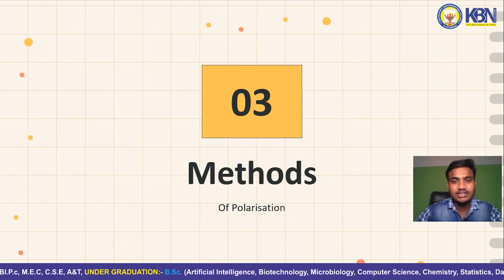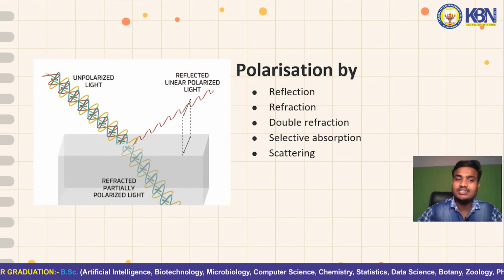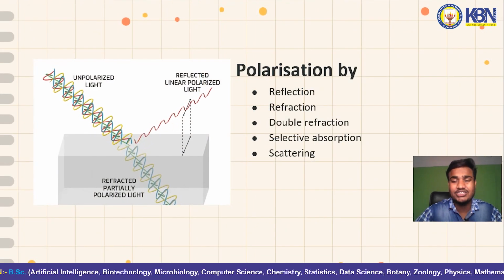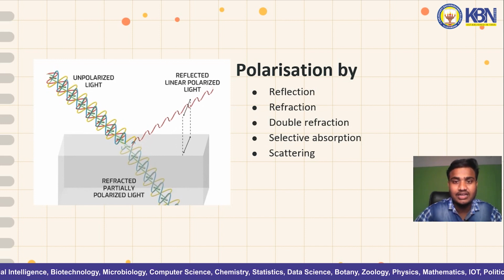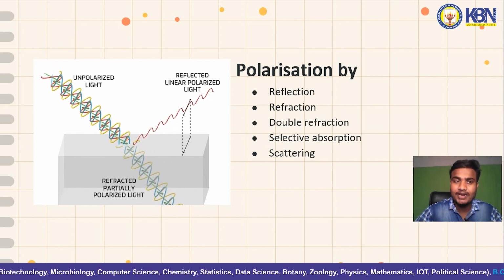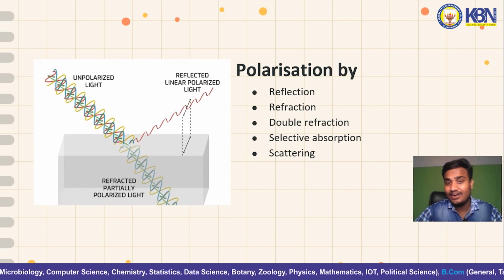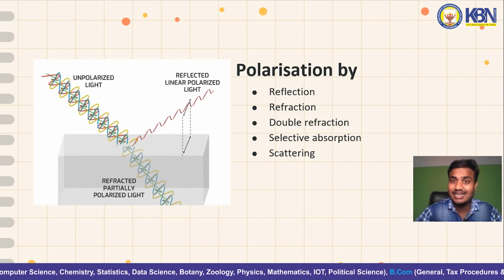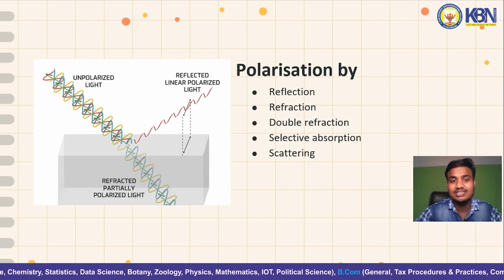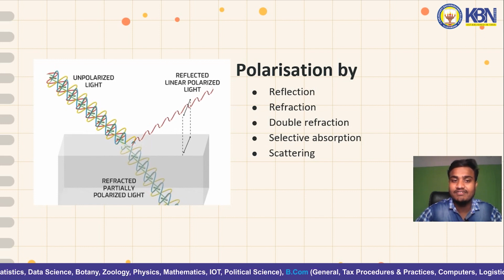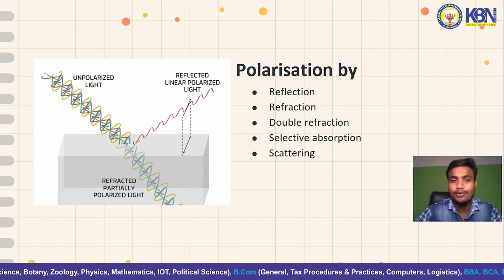Coming to the methods by which we can produce plane polarized light. The first one is polarization by reflection, which is called Brewster's Law. Then we can produce plane polarized light by refraction, double refraction, selective absorption, and scattering. These are the 5 methods by which we are able to produce plane polarized light.